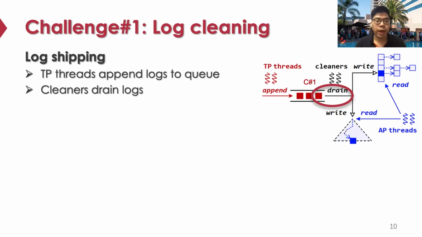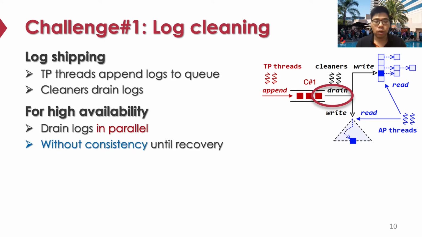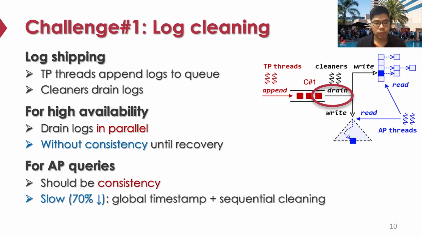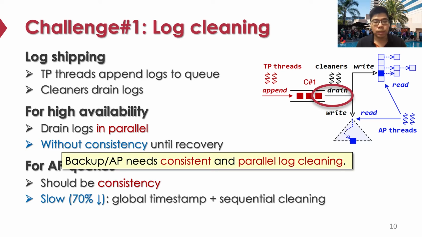The TP threads will append logs to the queues on the backup AP, and the cleaners on backup AP will drain logs and write the updates on column store and index. The AP threads will read column store and index for OLAP queries. For high availability, cleaners drain logs in parallel, and it does not ensure consistency until recovery. However, AP queries need a consistent view on backup AP. A naive design using global timestamp and sequential cleaning will drop the performance by about 70%. So backup AP needs consistent and parallel log cleaning.